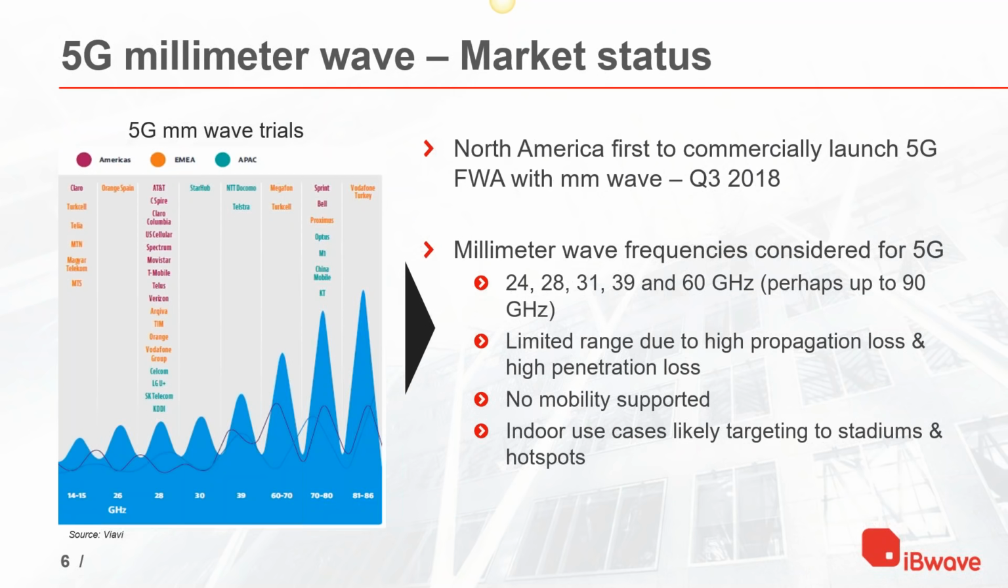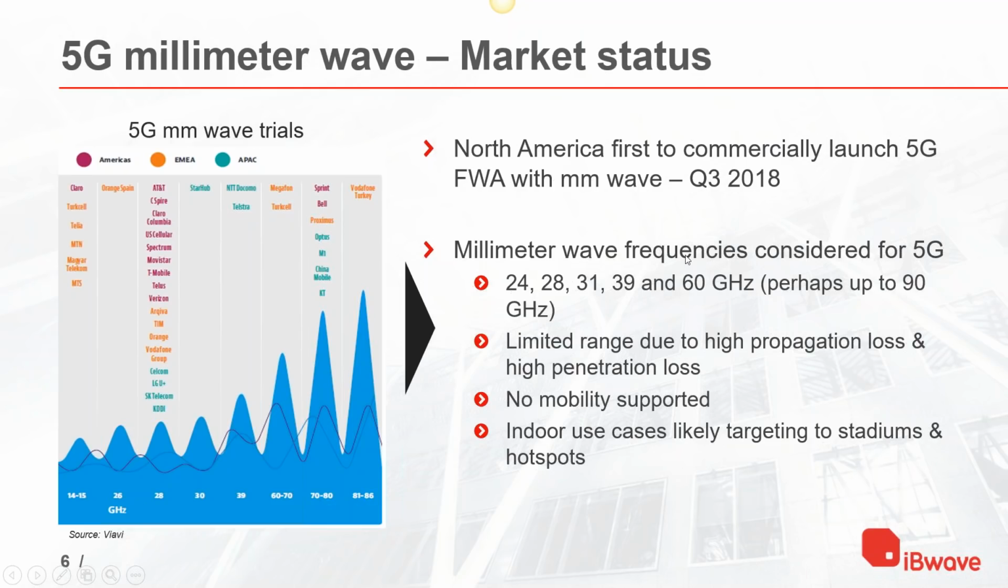So what is the market status for 5G millimeter wave bands? Well, there are plenty of 5G millimeter wave trials, and most of them are between 28 and 39 gigahertz, and most of them are in North America. There are some in the APAC region, but there is also a portion of very high frequency, which is above 60 gigahertz, that is being trialed.